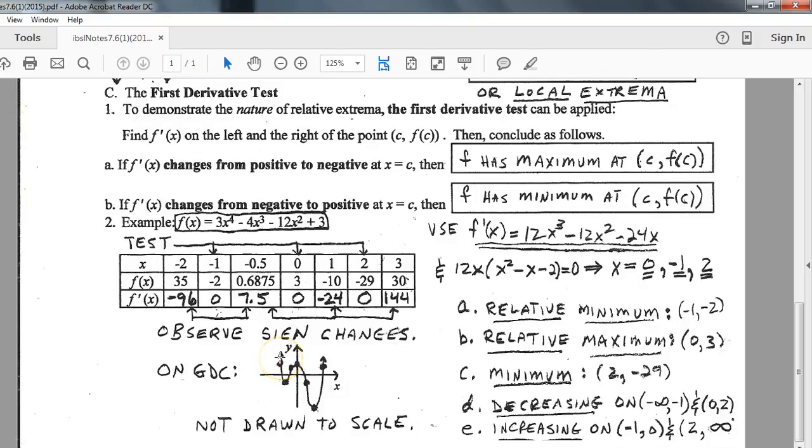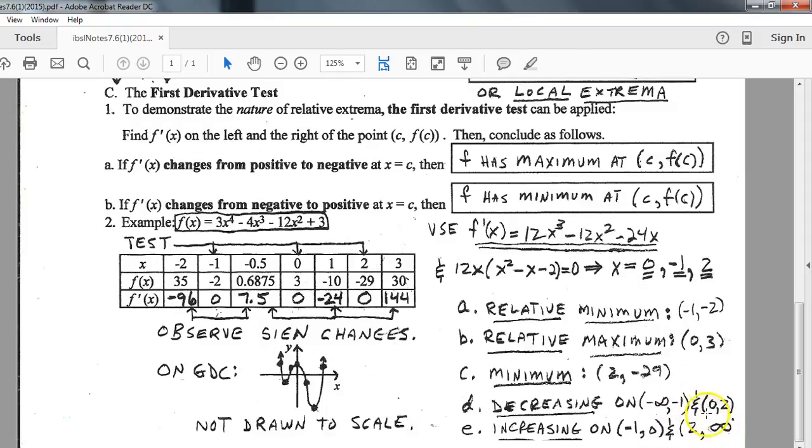Well, you can see that to the left of it, so from -infinity all the way up to -1, my graph was decreasing. And then from -1 to, or sorry, from where x is -1 to where x is 0, my graph is increasing. And from 0 to 2, my graph is decreasing. And then from 2 to infinity, my graph is increasing. And so that's what you're seeing over here on the right side.